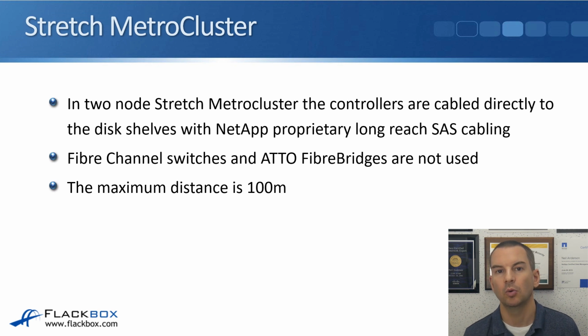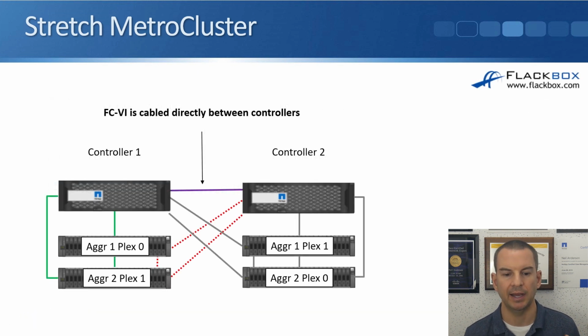So it is still quite a short distance between the two sites, but if this is within the same campus, you've got a couple of buildings within 100 meters of each other, and you're using a 2-node configuration, then Stretch MetroCluster is a viable solution. Looking at how this works, between controller 1 and controller 2, because they're within 100 meters of each other, we don't require Fibre Channel to connect the controllers to each other's disk shelves. We can use the special NetApp proprietary SAS cables. They will run up to 100 meters long.